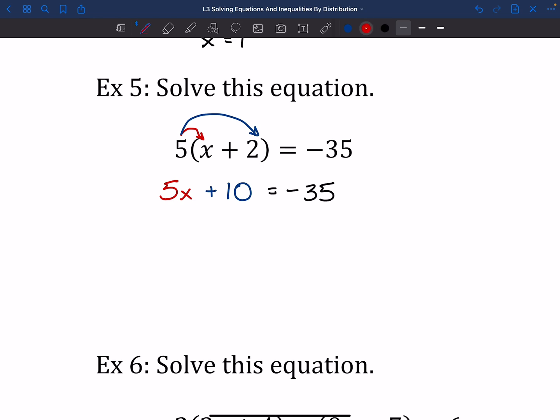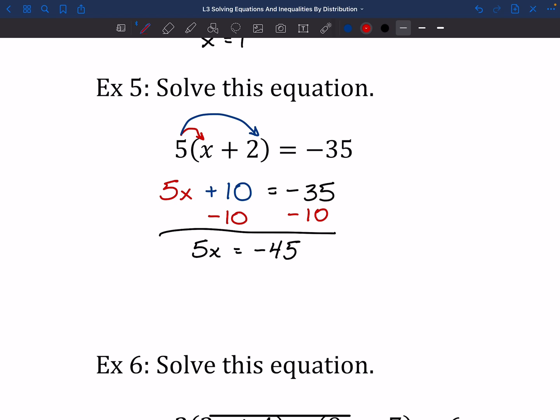Okay. Again, after that, we're moving our constants away from where the variables are, right? So 5x doesn't need that plus 10. We're going to subtract 10 to get rid of it. And so we're going to get 5x equals, and then on the other side, negative 35 minus 10 more will bring us down to negative 45. Right? Again, a reminder, if you're feeling a little iffy about negatives at any point and you want to double check yourself, a calculator is always fine to use.